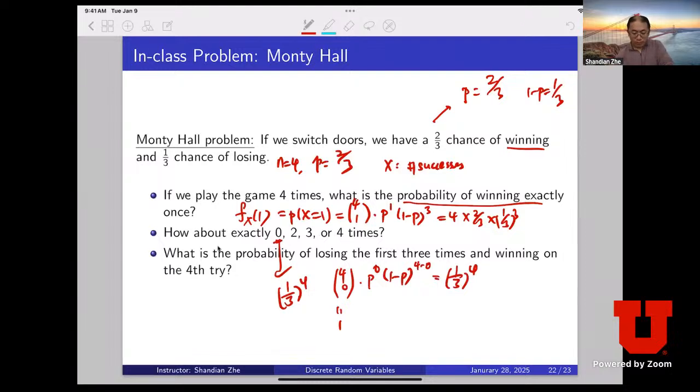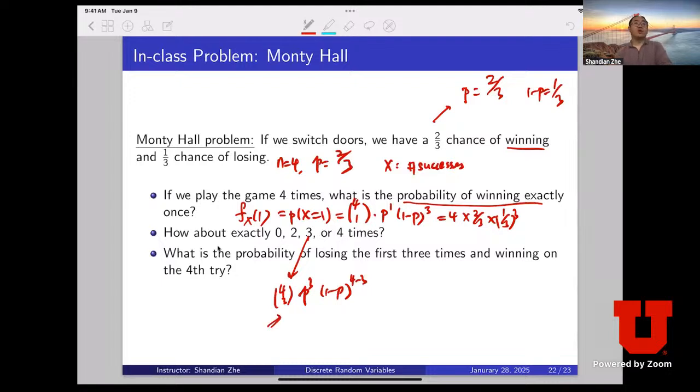Okay, we want to do one more practice: what's the probability you win 3 times? Yes, exactly, you just apply the formula. n choose k now becomes 4 choose 3, and the number of successes is 3, so p to the power of 3, times (1 minus p) to the power of 4 minus 3, which is 1. And that's it. Okay, let's stop here today and see you on Thursday.